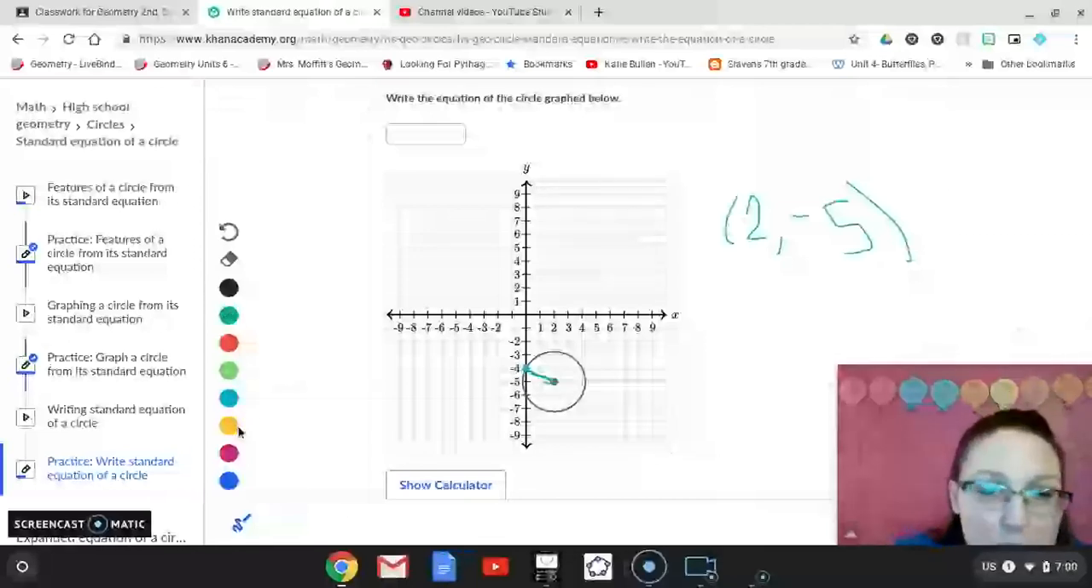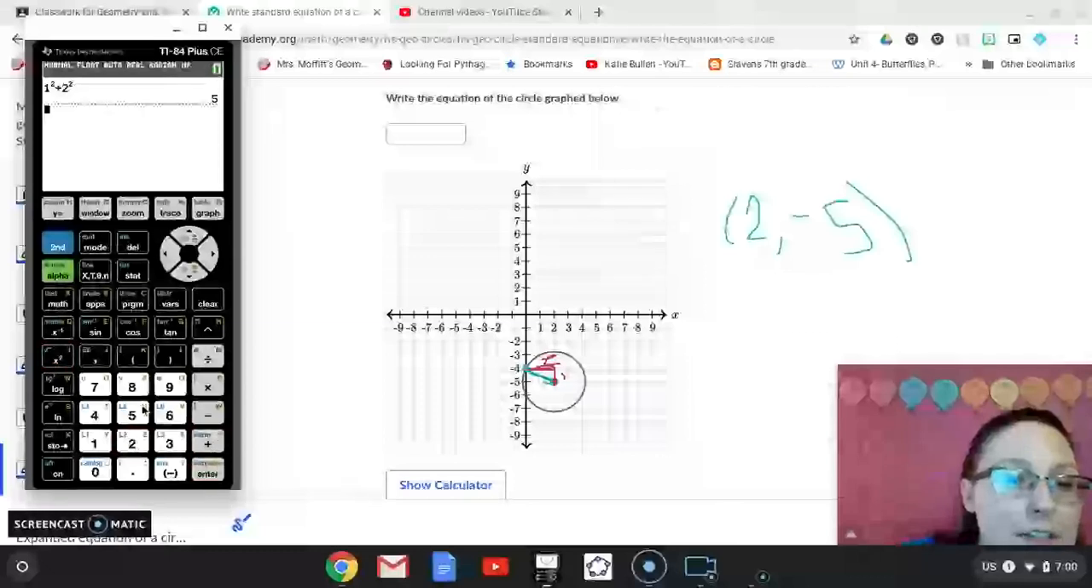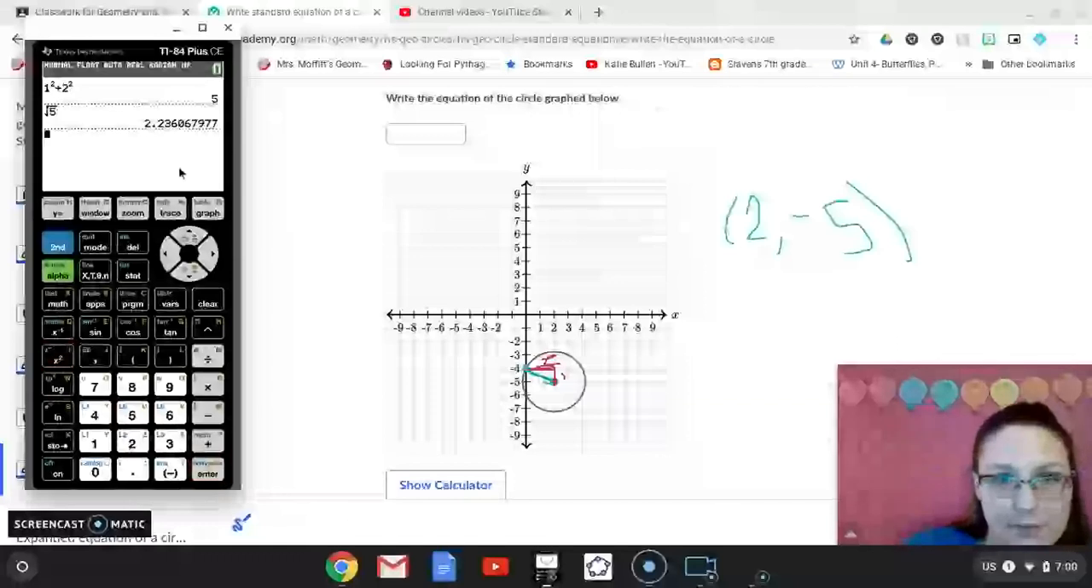So distance formula, Pythagorean theorem. I'm going to make this into a right triangle. My right triangle, it's a really bad right triangle. My right triangle has legs that are 1 and 2. That's a terrible 2. Okay, so we're going to do 1 squared plus 2 squared. That's going to give me 5. Okay, so the radius is the square root of 5, right?